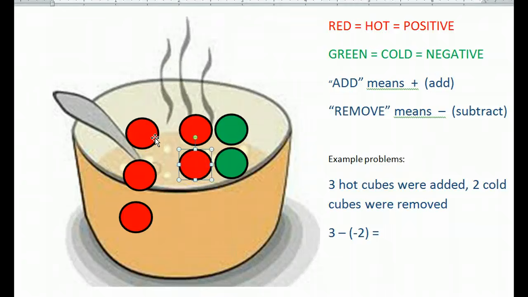So now I can see that I have the 3 hot cubes that I brought in. I brought in 2 0 pairs. They are worth 0. They haven't changed the temperature. These 3 have. The temperature is 3 degrees hotter because of these, but these zero pairs have not changed the temperature. Now I can remove these two cold cubes. So I'll take this one away. 1, 2. What am I left with? 1, 2, 3, 4, 5. 5 hot cubes. So the answer is positive 5. 3 minus negative 2 is positive 5.